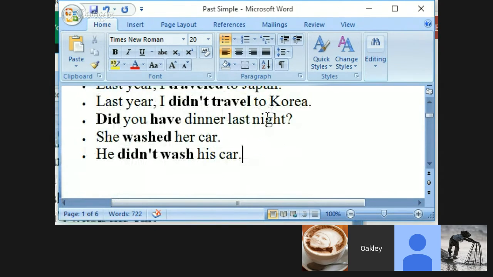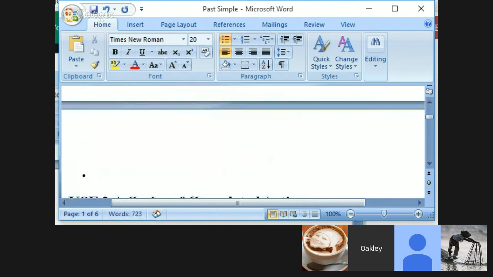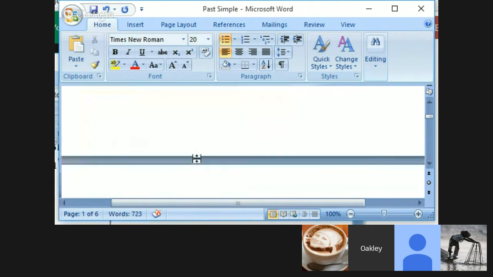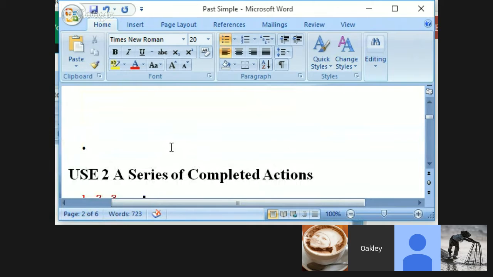Okay, using these as an example, talk to me about a finished action. Tatiana, go ahead and you can give me, do whatever you want. You can try a question, you can try a negative, you can try a straightforward statement, whatever you'd like.